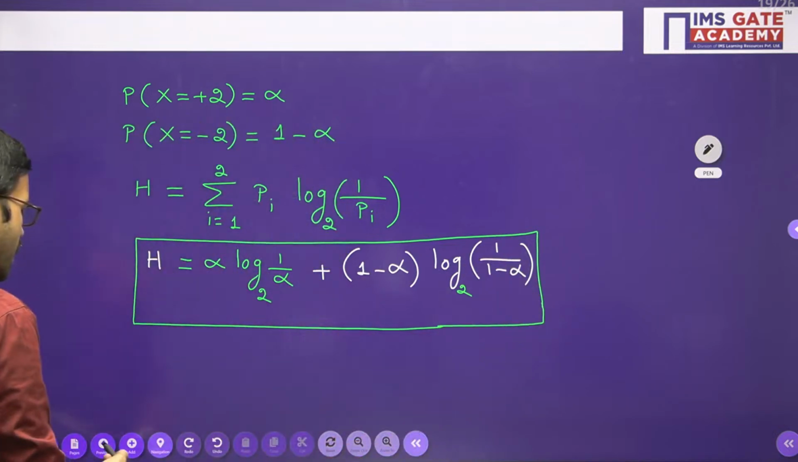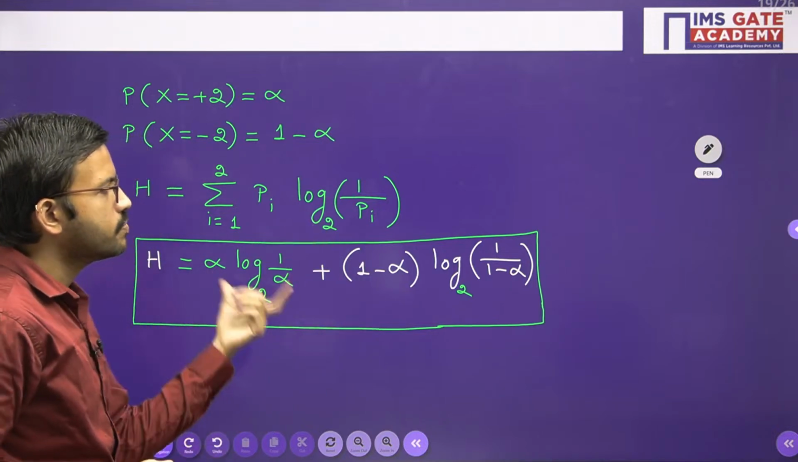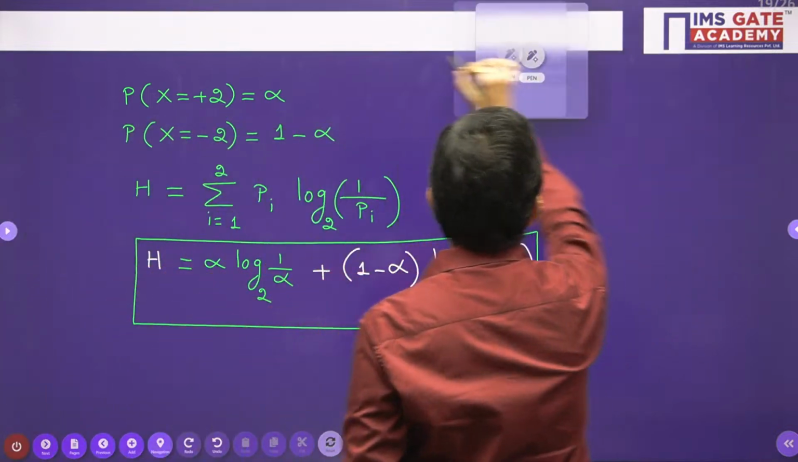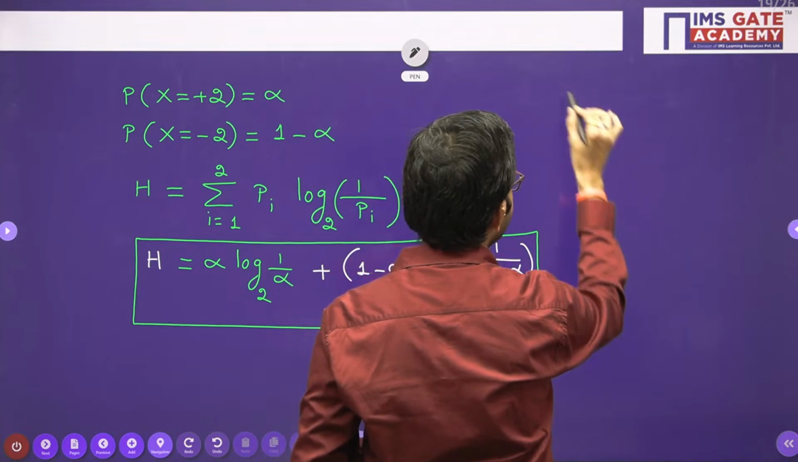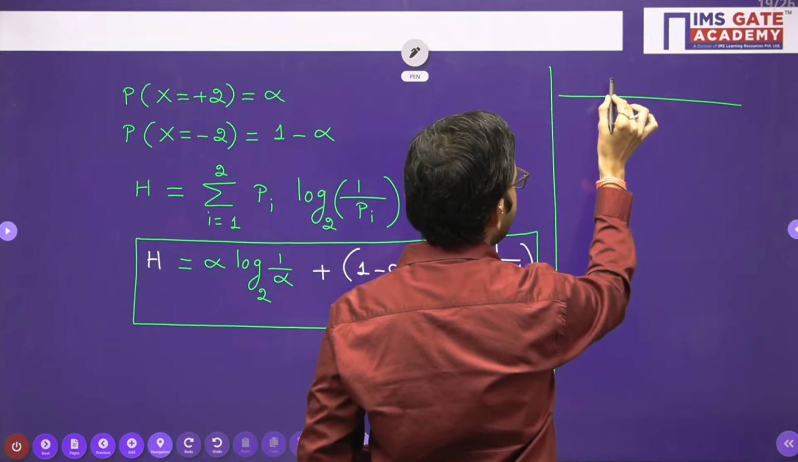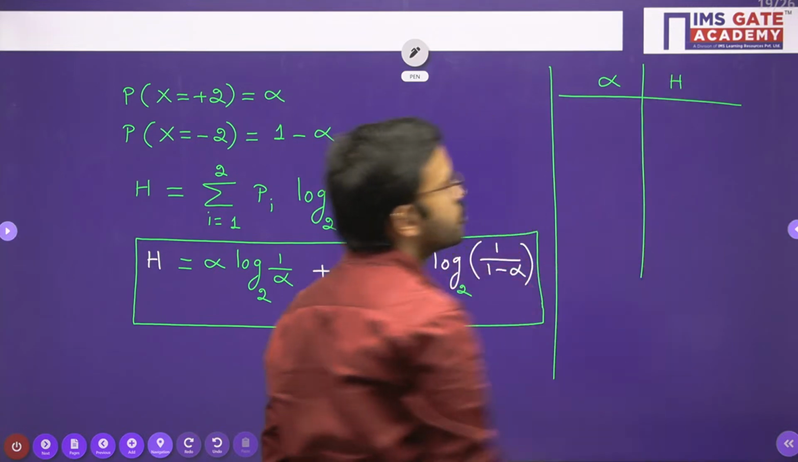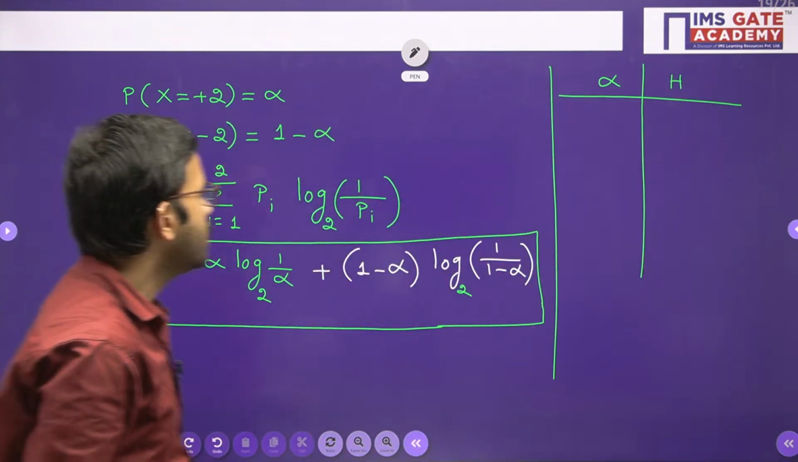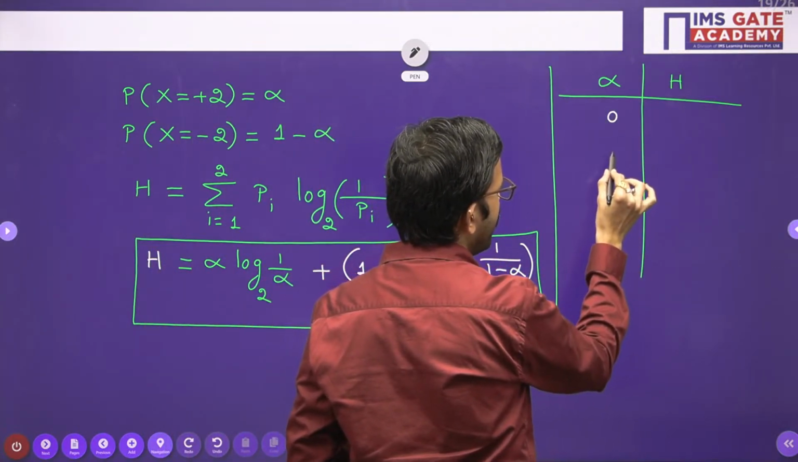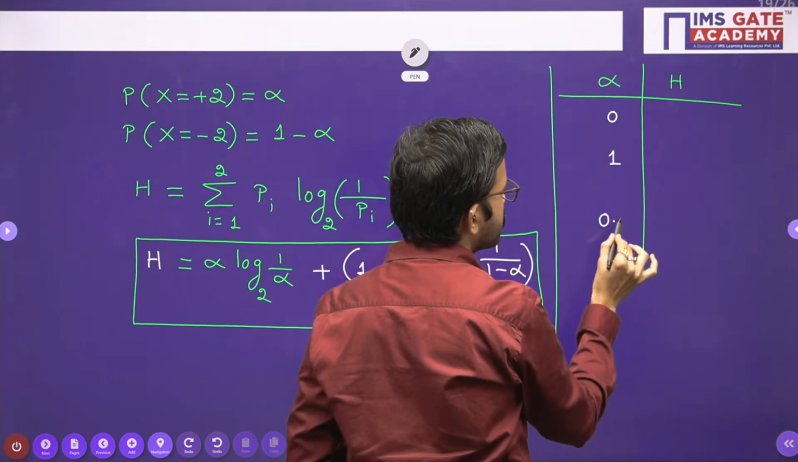Now the question is, they are asking for the alpha value such that the overall entropy you get is maximum. For easy understanding, I will consider a tabular form. Here I am considering alpha values and accordingly calculating the corresponding entropy. First, let us consider alpha value 0. What is the entropy? Similarly, alpha value 1. What is the entropy? Similarly, alpha value 1 by 2 or 0.5.